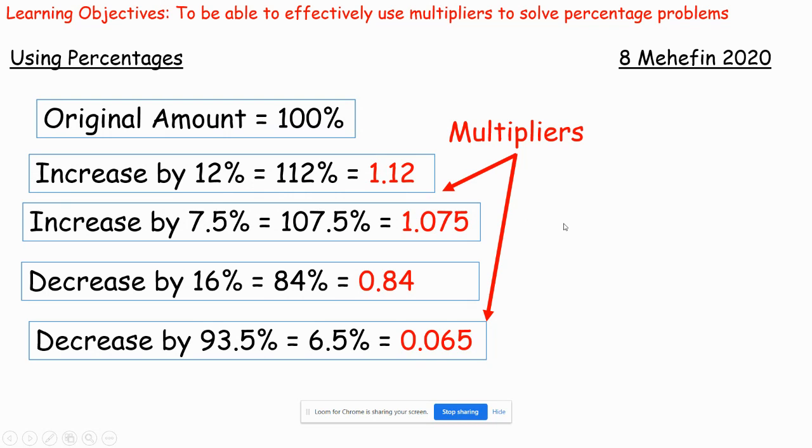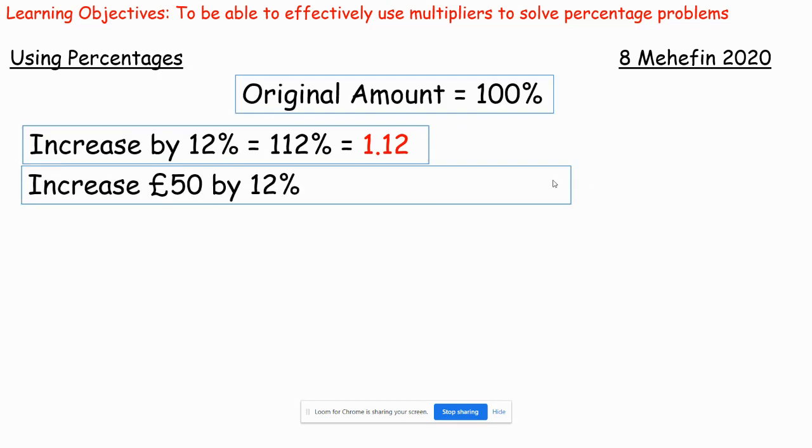So let's have a look at a couple of examples of how these multipliers are used. You might get a question that asks you to increase £50 by 12%. This is just information we have from the previous screen. An increase of 12% means we're going to need a multiplier of 1.12. And as the name suggests, you just multiply that number by 50. 50 times the multiplier, and that gives you your answer, all in one step.